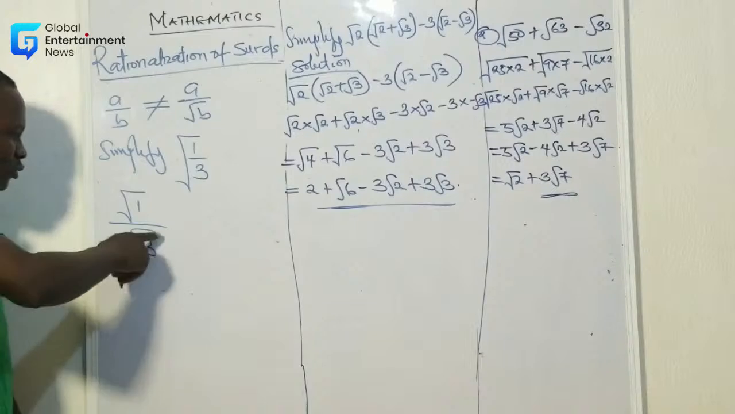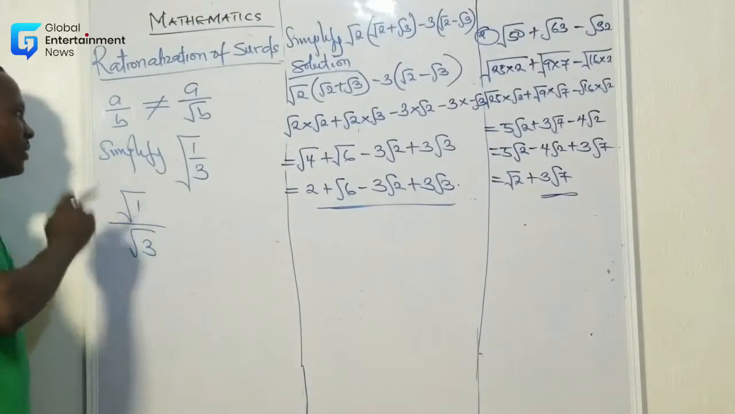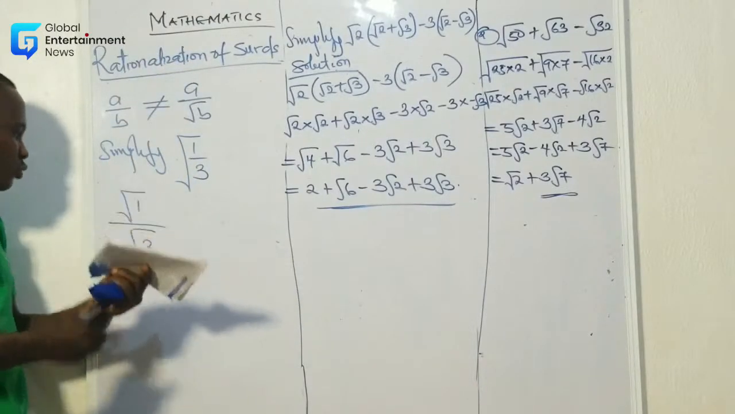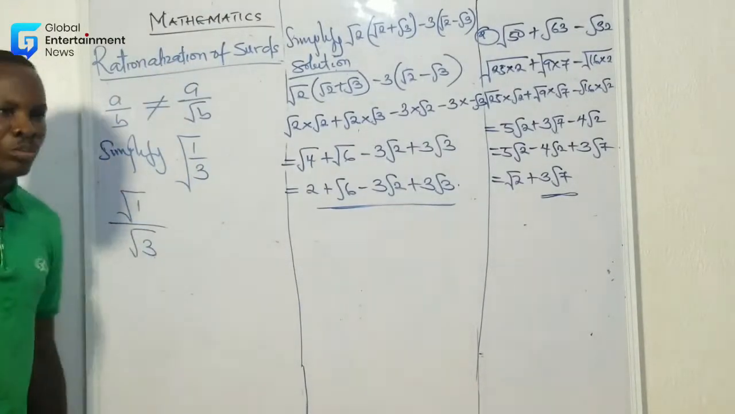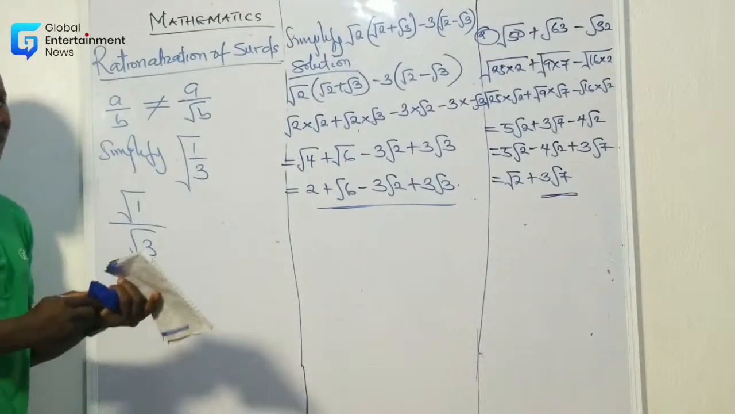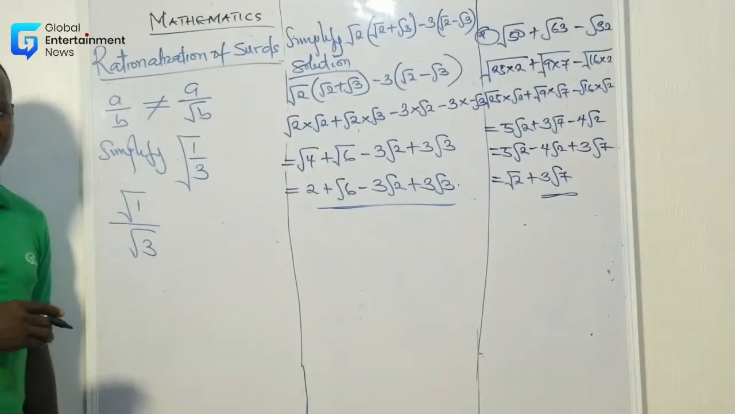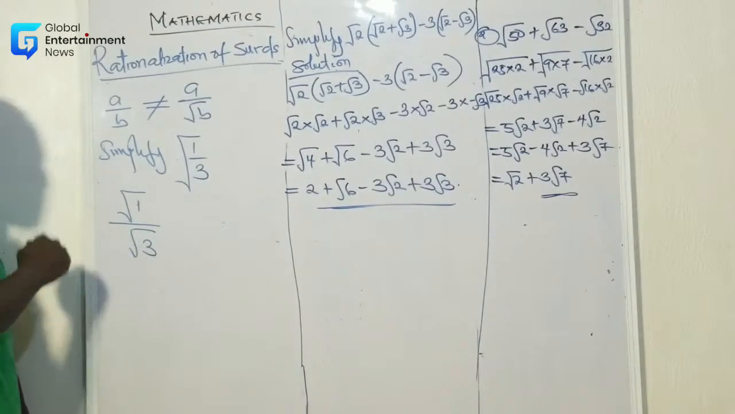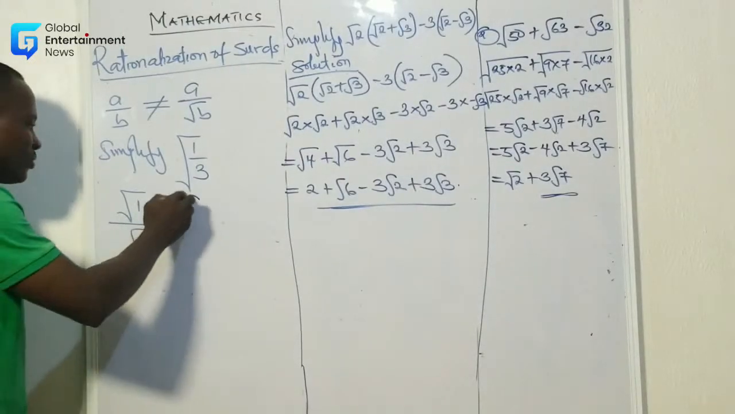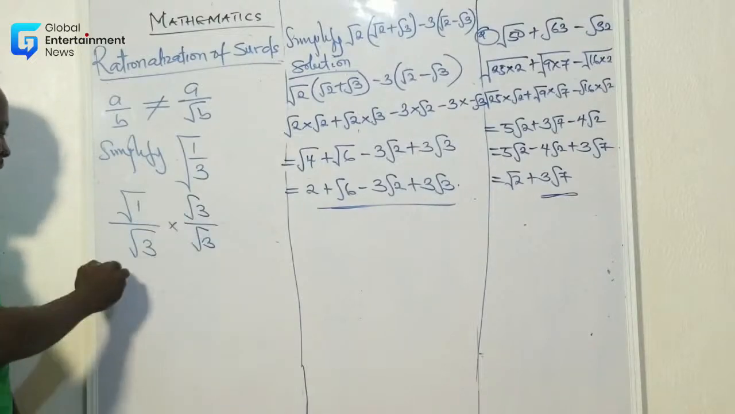Now, having a root at our denominator level, you cannot solve this without rationalizing. Anytime you see a root at the denominator level, you must rationalize. How do we rationalize this? We use the same root, root 3. It will now be times root 3 all over root 3.